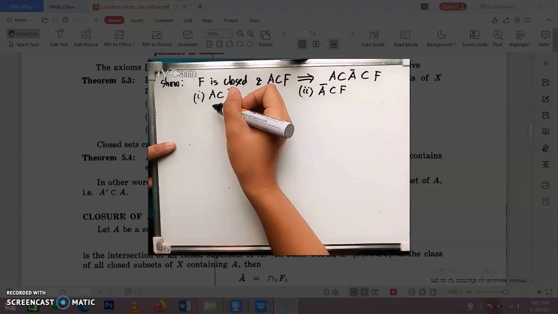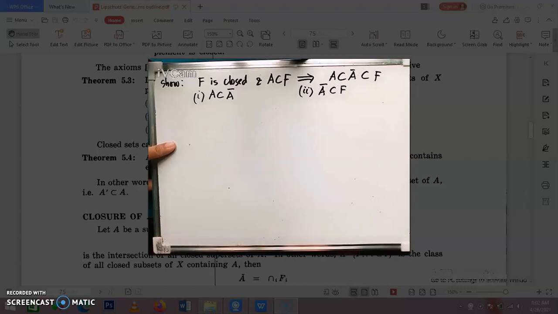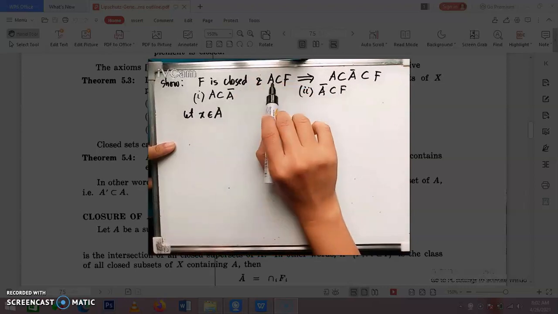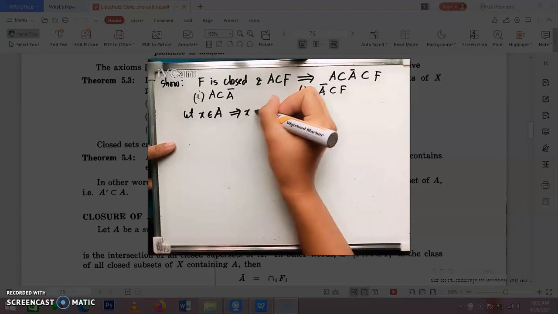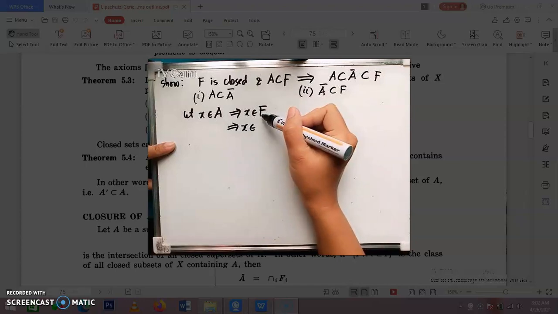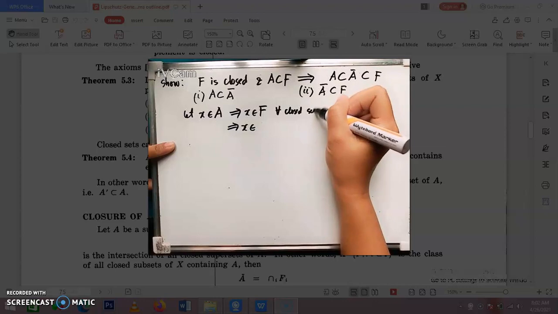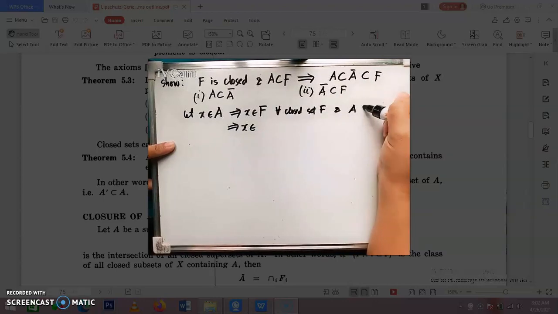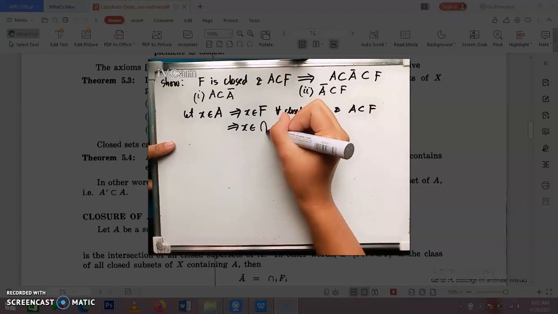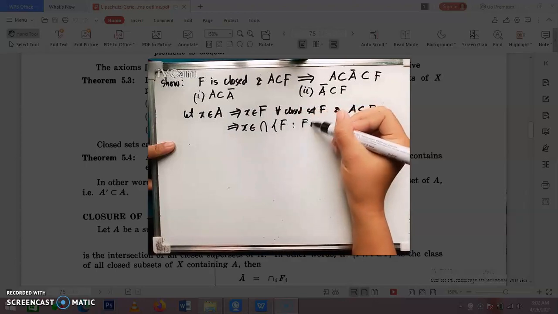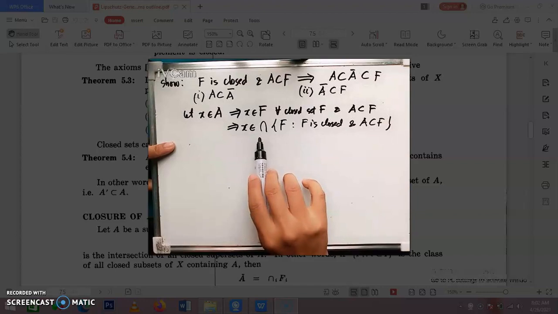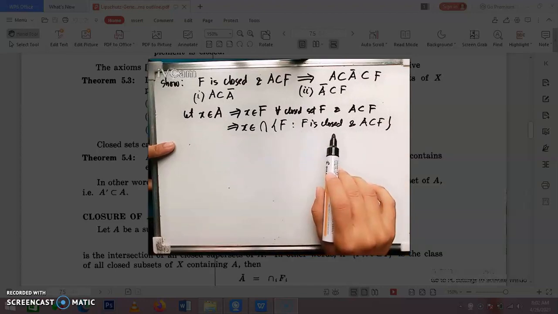Now, first, let's show this one. To show that A is a subset of its closure, we will let X be in A. Since we know that A is a subset of F, this means that X belongs to F. Hence, because it is true for all closed sets F containing A, this statement is equivalent to saying that X is in the intersection of F such that F is closed and A is a subset of F. So it means the intersection of closed sets containing A are all closed supersets of A.